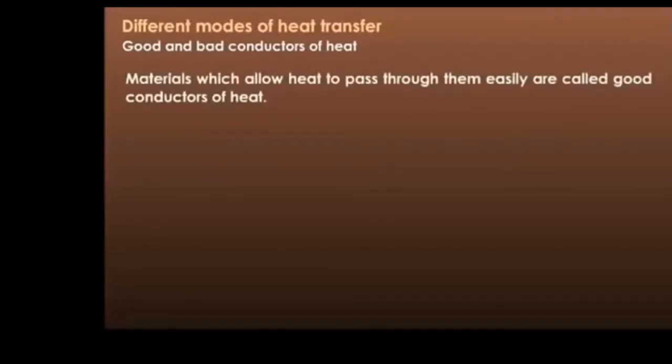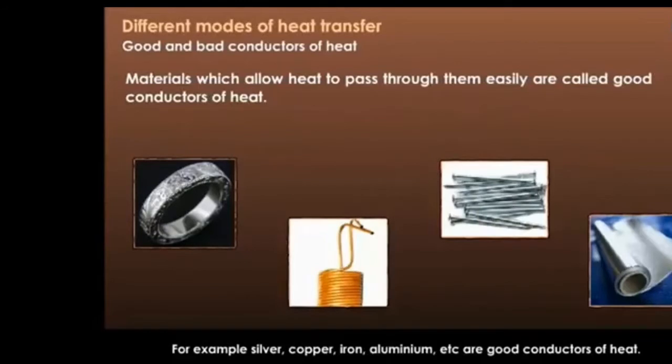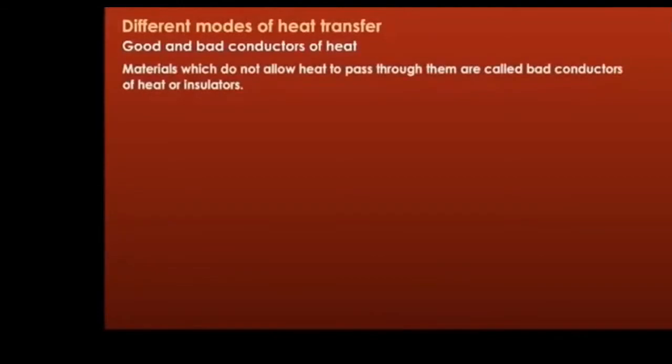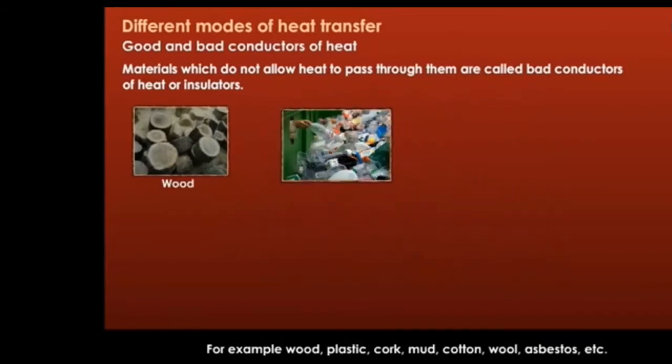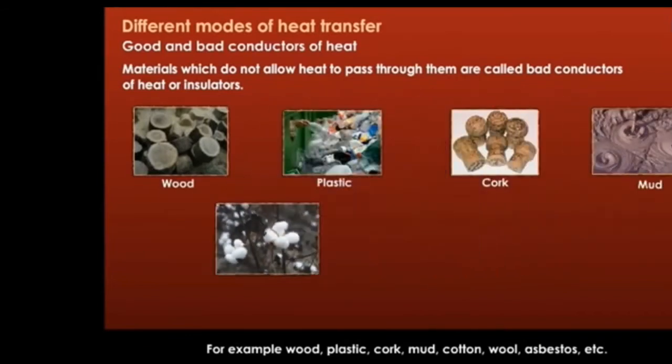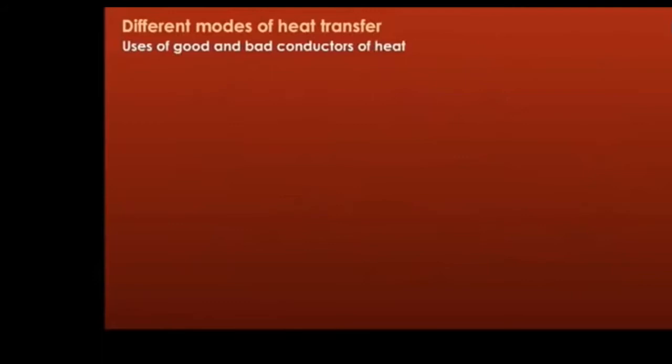The good and bad conductors of heat: materials which allow heat to pass through them easily are called good conductors of heat. For example, silver, copper, iron, aluminium, etc. are good conductors of heat. Materials which do not allow heat to pass through them are called bad conductors of heat or insulators. You studied these in previous classes also. Wood, plastic, cork, mud, cotton, wool, asbestos are examples of insulators.